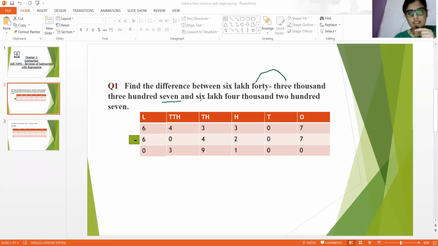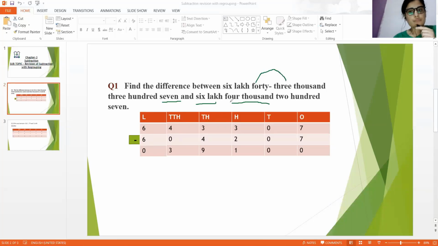In the next number we can see it is written 6,04,207. That means 6 lakh, so this number also goes to lakhs place. In the second number we have to write 6 in lakhs place. After it is written 4,000, that means there is no 10,000s here, so we can write 0 in place of 10,000s.